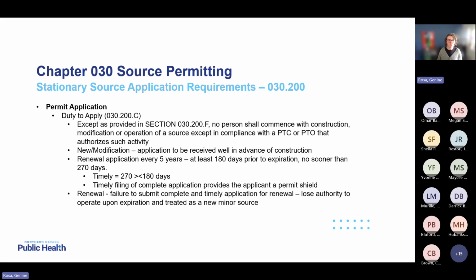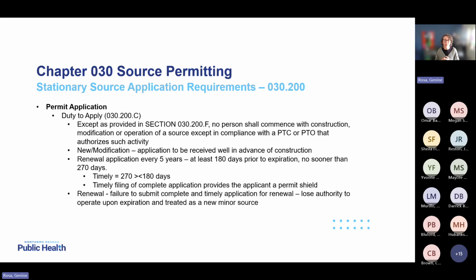A new source or modification, as I mentioned, should receive its permit well in advance of construction. You want to have that permit to construct prior to construction. If not, you run the risk of a potential stop work order or compliance or enforcement action. A renewal application, so an existing source that is just renewing. Every 5 years, you'll have to actually apply for renewal now. That should come to us at least 180 days prior to expiration, but no sooner than 270 days.